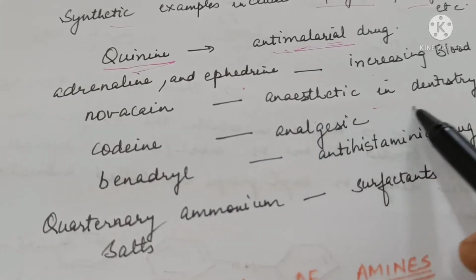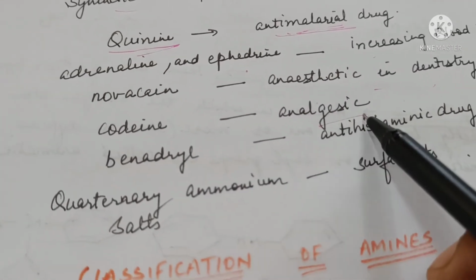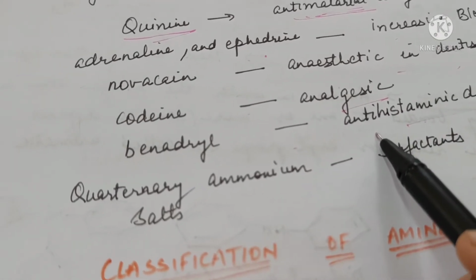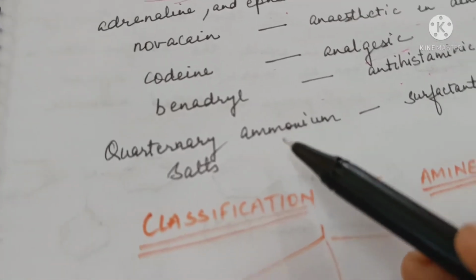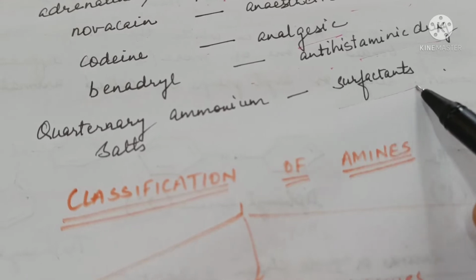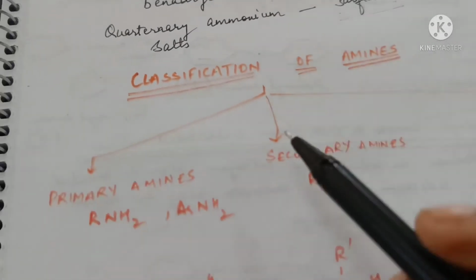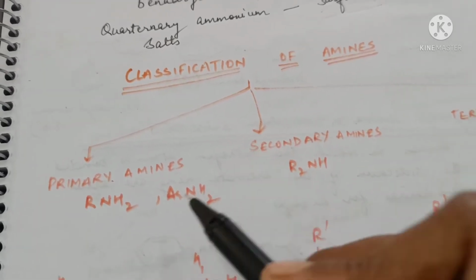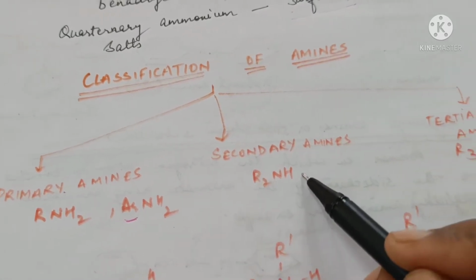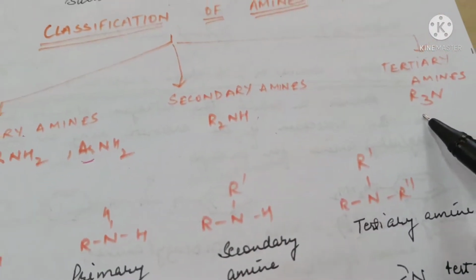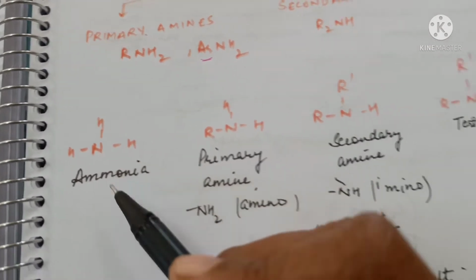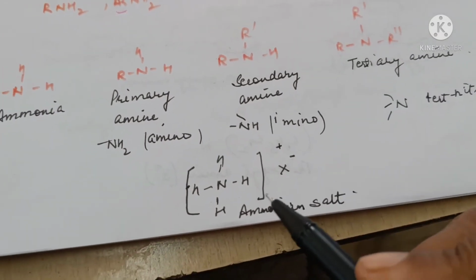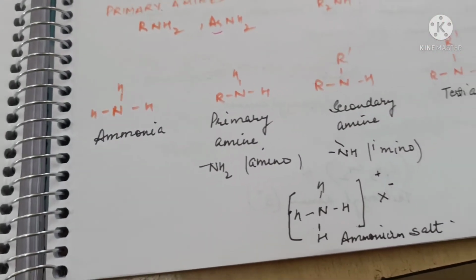Novocaine is an anesthetic used in dentistry. Codeine is used as analgesic. Benadryl is an antihistamine drug used to treat allergic coughs. Quaternary ammonium salts are also used as surfactants. So amines can be classified into primary amines, RNH2 or ArNH2 (aryl group), secondary amines, R2NH, or tertiary amines. So nitrogen compounds can be categorized as ammonia, primary amines, secondary amines, tertiary amines, and ammonium salts.